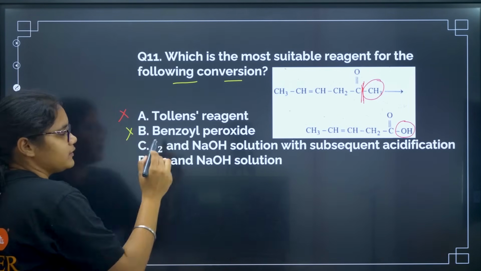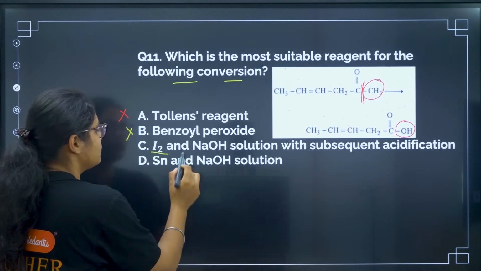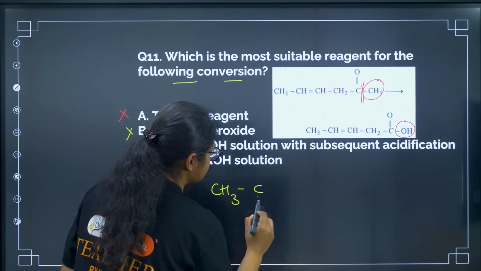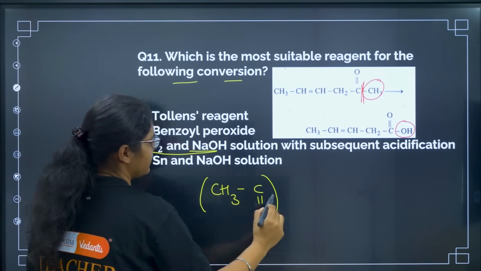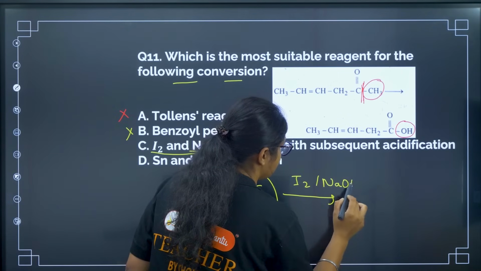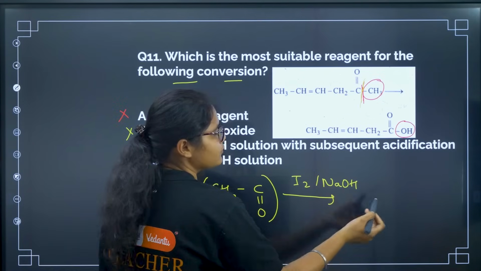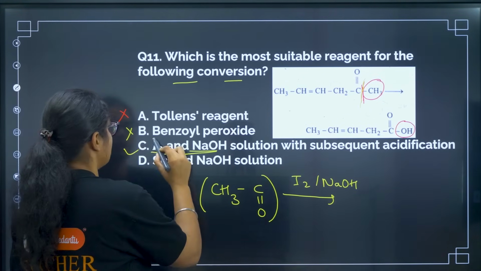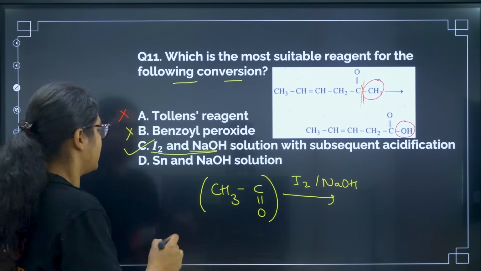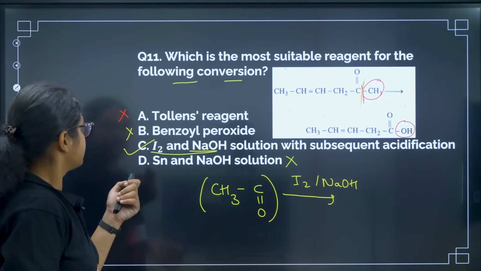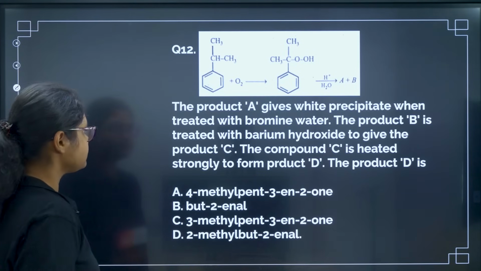Then benzoyl peroxide, no such reactions we have, but I2 and NaOH. So the condition is if any CH3CO group is there, it will react with I2 and NaOH. And the bond will break here to give you iodoform and the respective salt. So the correct answer here will be option number C. Okay. Again, Sn and NaOH, we don't have any such reaction. Now let us go to the next question.